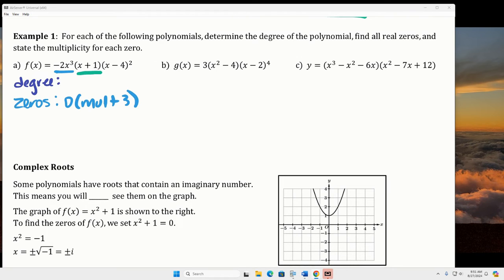All right, the next factor is x plus 1. What should the 0 be for that one? Negative 1. Now, it does not have an exponent, so I'm not going to say multiplicity of 1. You can if you want to, but I'm not going to. So I'm just going to leave it at that. All right, and then our last factor is x minus 4. That's going to be a 0 of 4. And then what about its multiplicity? 2.